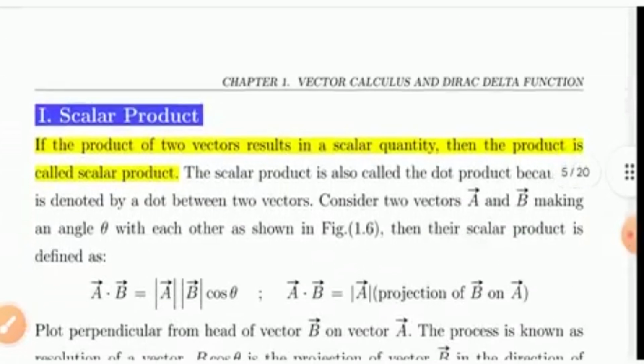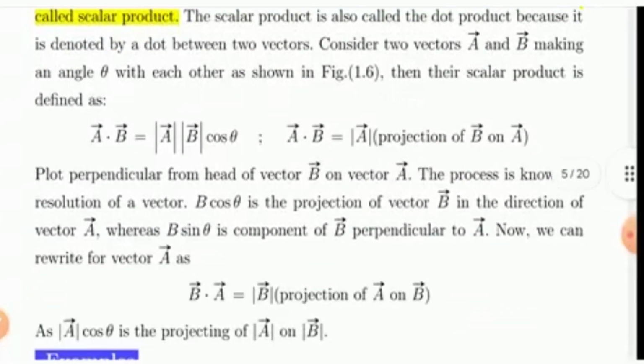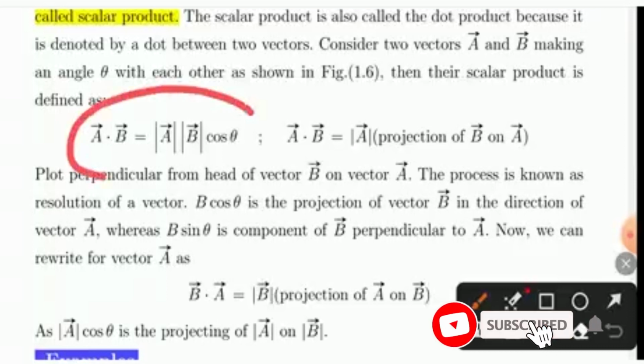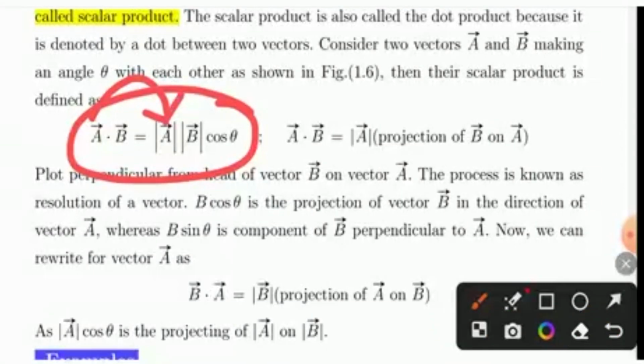Mathematically, we can write it as A dot B is equal to the magnitude of the first vector A, times the magnitude of the second vector B, times the trigonometric ratio cos theta. Because in the above diagram, the component of vector B, that is B cos theta, is along the direction of vector A, so it will play its role in the dot product. So we choose cos theta as the trigonometric ratio between the two vectors A and B.